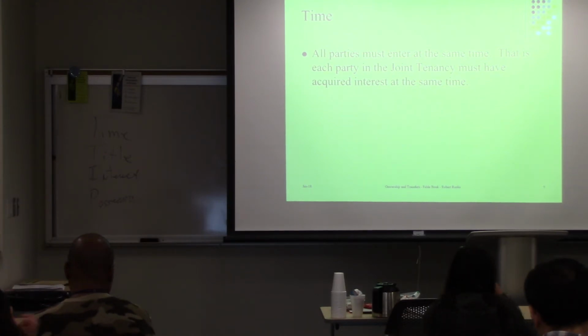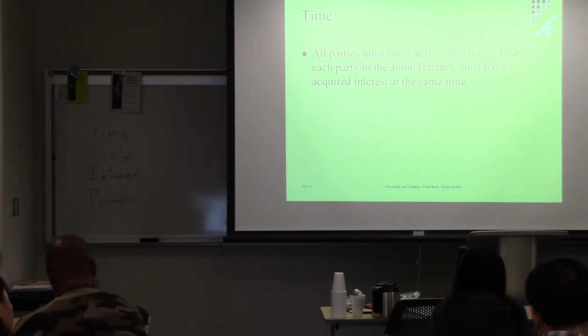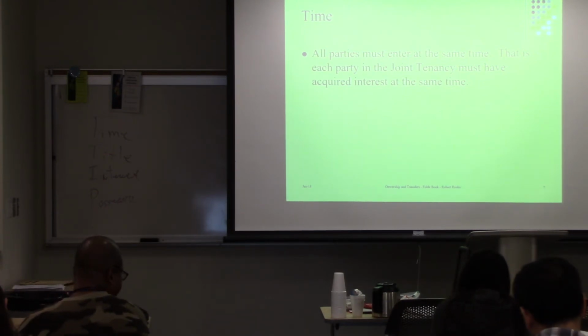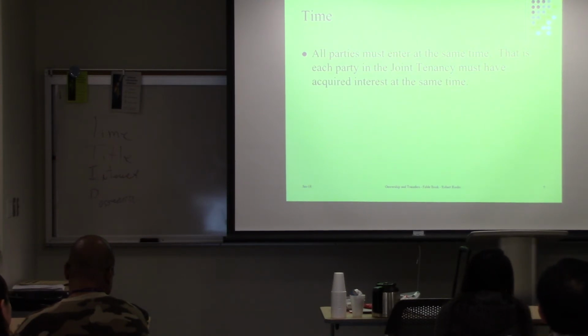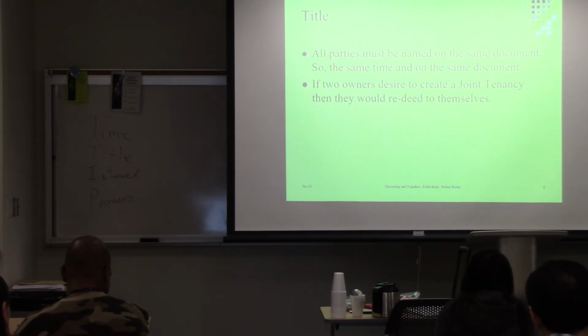How to die when you're supposed to die. In life planning, oftentimes you think, well, I'll leave this to my kids, and you think your kids are outliving you, and they don't. And when they don't, you have to make arrangements. We use trust, which I don't cover in this class at all. We do cover trust in the program, but not in this class. Okay. So title: all parties must be named in the same document.